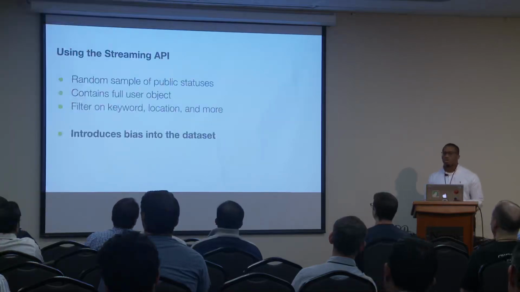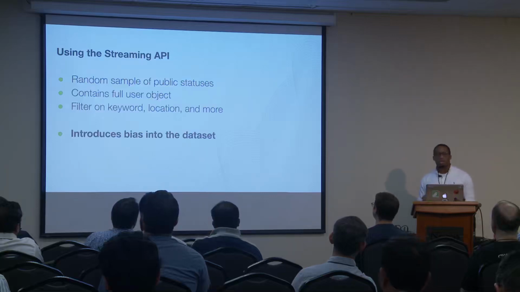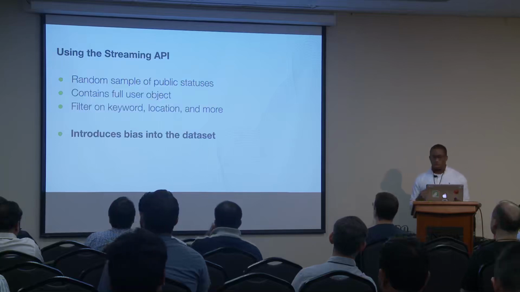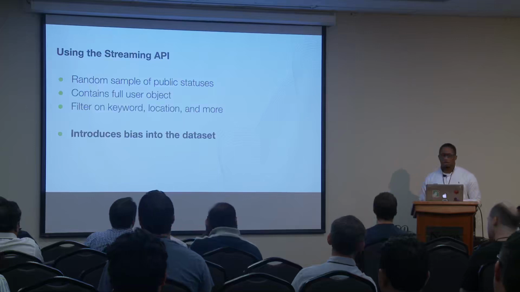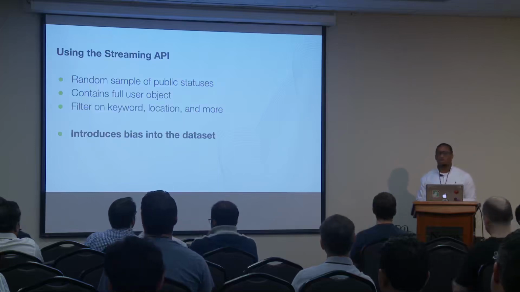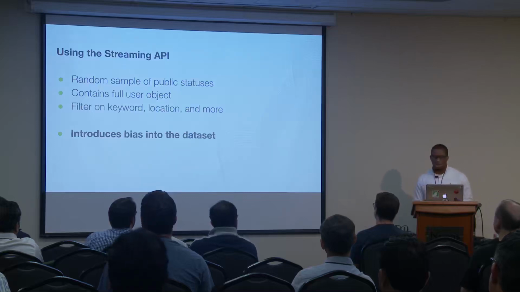So the great thing is Twitter has a streaming API endpoint that publishes a random sample of public statuses. And the great thing about the results of that API endpoint is each tweet contains a full user object. So that allows us to get users in a different way. The streaming API endpoint is really powerful in that it can be filtered for tweets from a certain location, tweets that have certain hashtags and certain content.